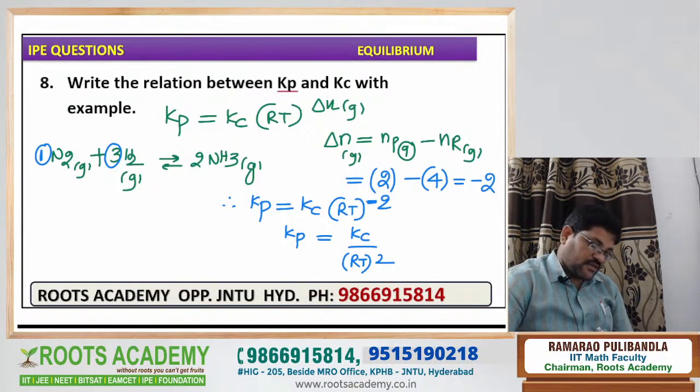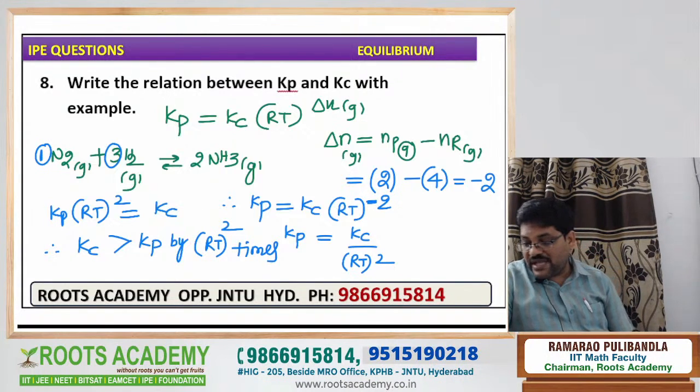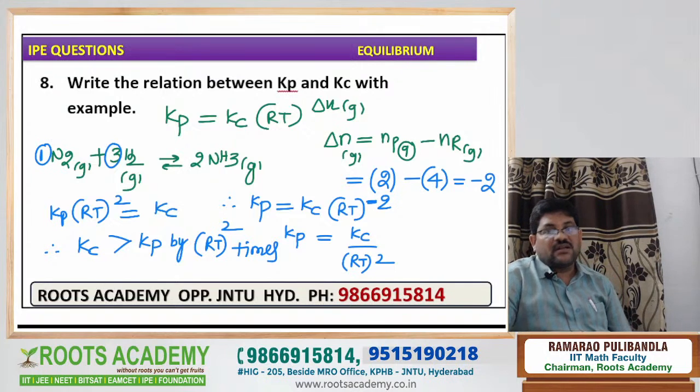Here students, therefore Kp into RT whole square is equal to Kc. Then what do you write? Kc is greater than Kp by how many times? RT square times. Write one example like that. Understood what I am saying?